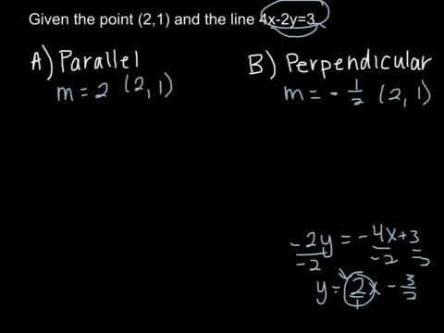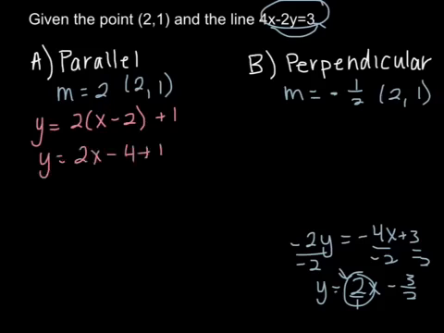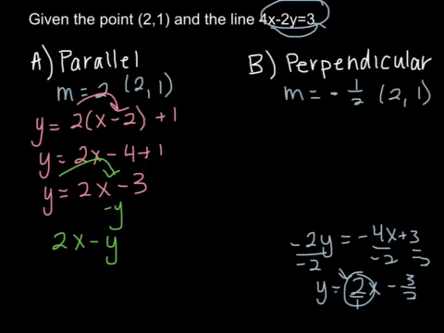So on the first one, let's plug it in. y equals 2 times (x minus 2) plus 1. When I simplify, I get 2x minus 4 plus 1. So y equals 2x minus 3. If it asks you to put this into general form, we'll move the y over by subtracting the y. So I get 2x minus y minus 3 equals 0. So there's my general form.